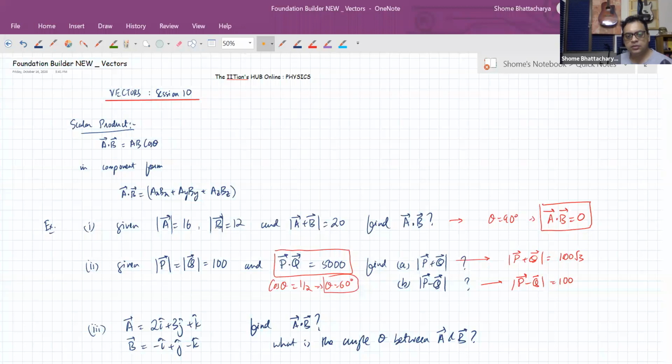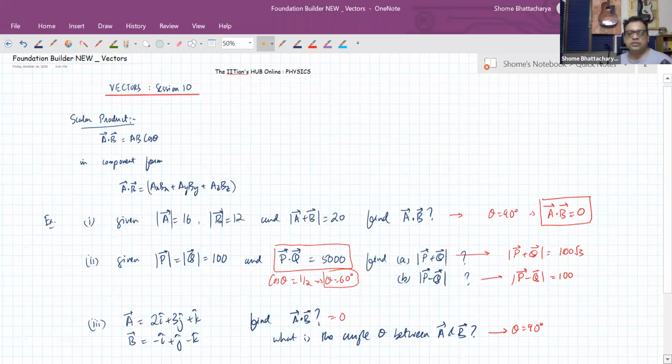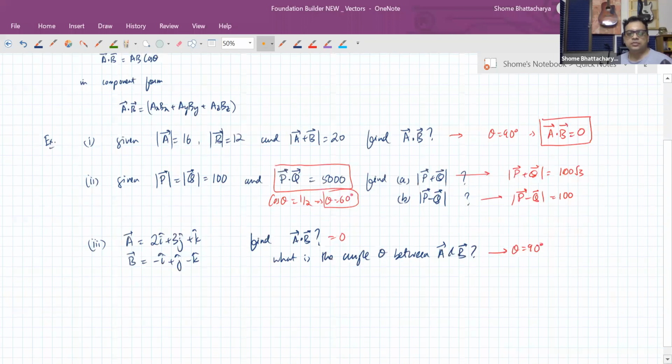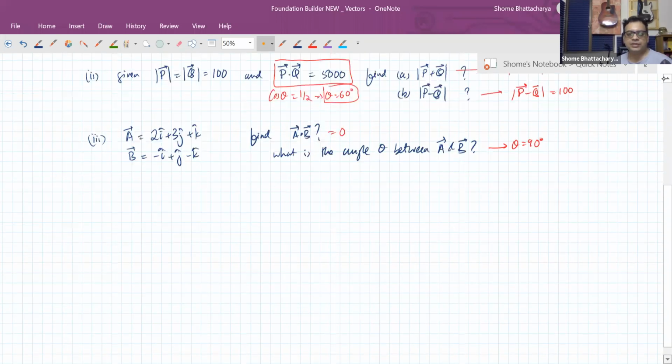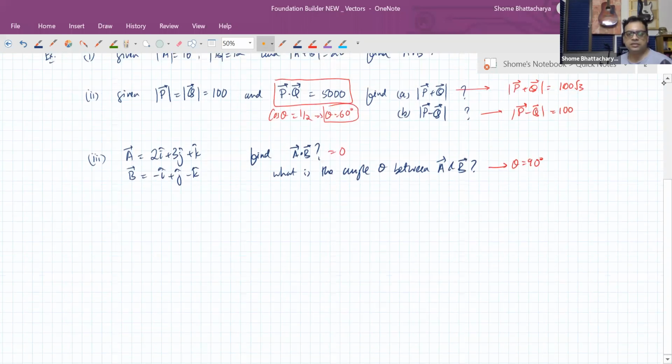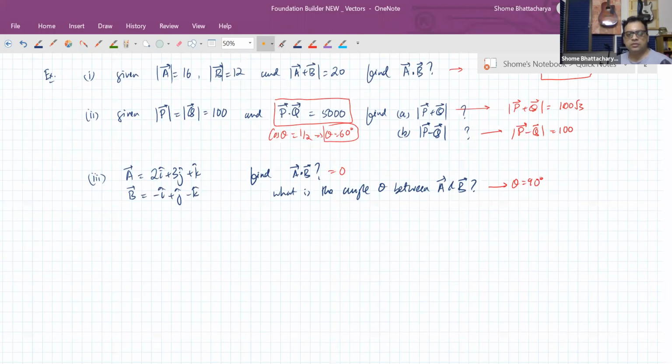Which one? Third one? Yeah, third one is correct, Om. Theta will be 90 degrees. Okay, so this is also, the angle is going to be 90 degrees, and A dot B is going to be 0. Okay, fine. So let us check out the calculation in each of these. So now, for the benefit of everybody else, those who have not sent me the answers yet, I'm just illustrating the steps in the question.